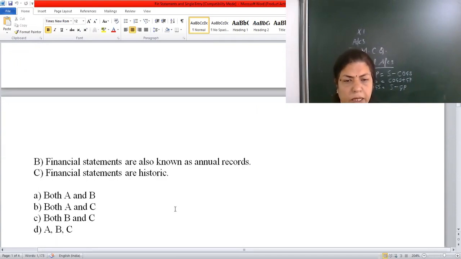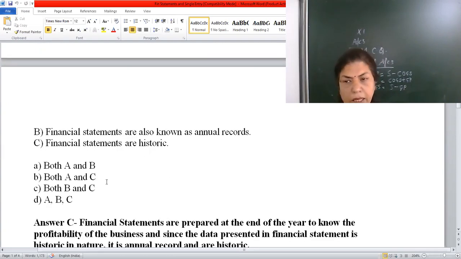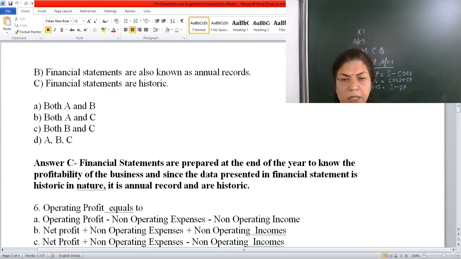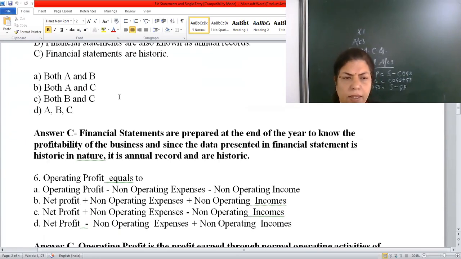So, true statements are only B and C, that is annual records, because the financial statements are known as final accounts, which are prepared at the end of the financial year, and they are historic in nature because these are based on the previous analysis. So, both B and C. Financial statements are prepared at the end of the year to know the profitability.